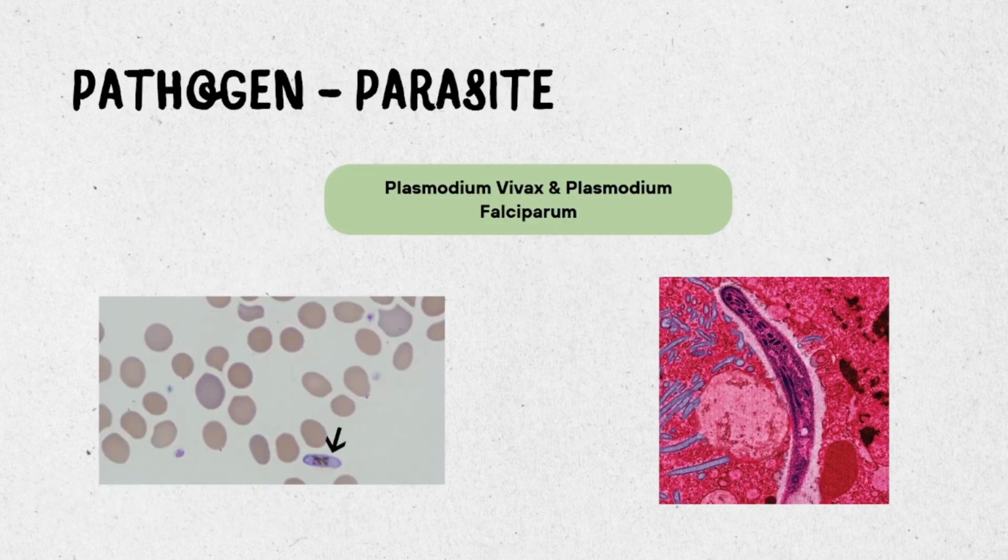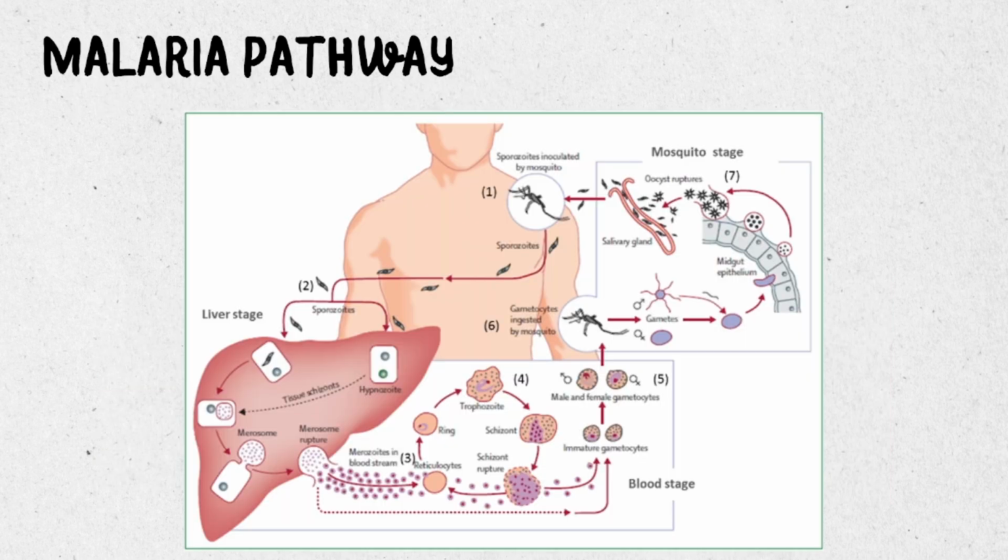Unlike viruses and bacteria, malaria is caused by a protozoan parasite, Plasmodium, specifically Plasmodium vivax and Plasmodium falciparum. This makes it a parasitic disease. This is the malaria pathway.